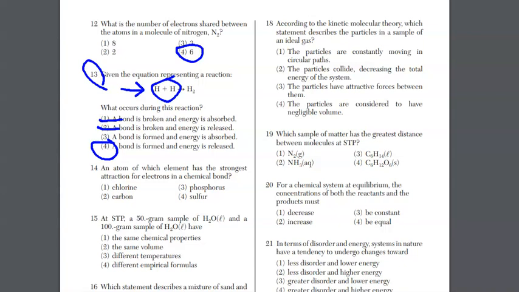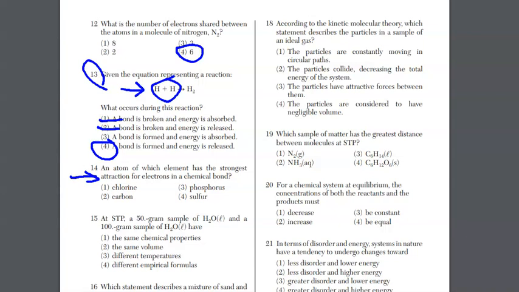For question 14, an atom of which element has the strongest attraction for electrons in a chemical bond? This is the definition for electronegativity. You have to recognize it. Notice they didn't use the word electronegativity, but that is the vocabulary word. So once you realize that and identify it, real simple.